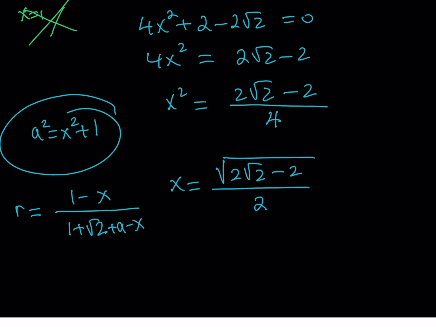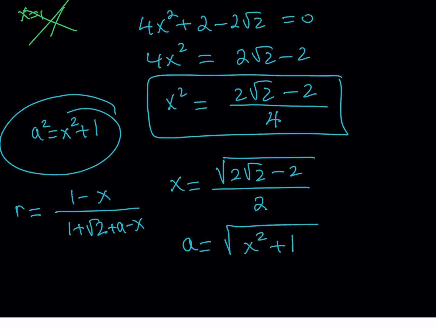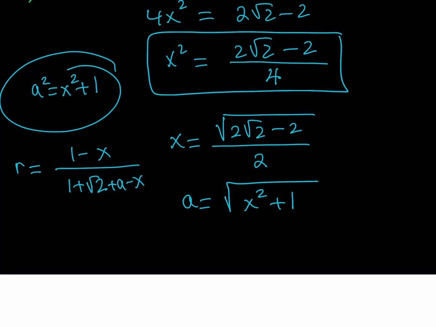So let's go ahead and find the a value. So a is equal to the square root of x squared plus 1. Actually, I already have the x squared, so I might as well just add 1 to this and then square root it. Well, at least I have the x squared value. So this is going to look like 2 root 2 minus 2 over 4 plus 1, and then I have to square root it to find a.